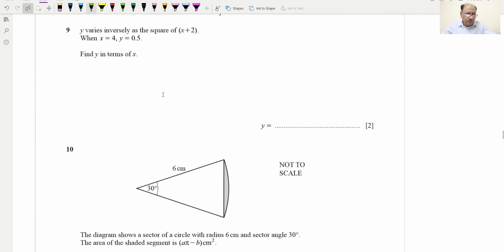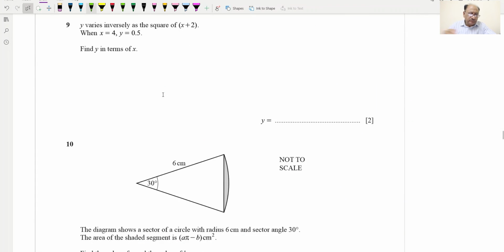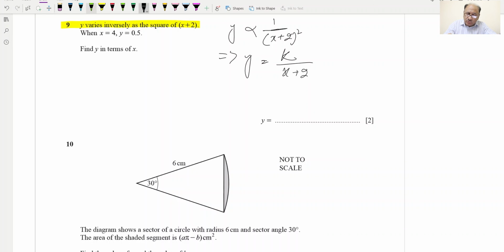Now question number 9. Question 9 says, this is a proportionality question. y varies inversely as the square of x plus 2. So we can write y is inversely proportional, this is how we are writing inverse proportionality, to the square of x plus 2. This implies we can write y is equal to k over (x plus 2) squared, and now we can use these values.